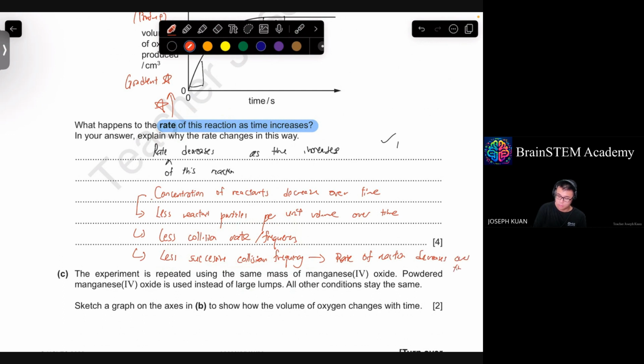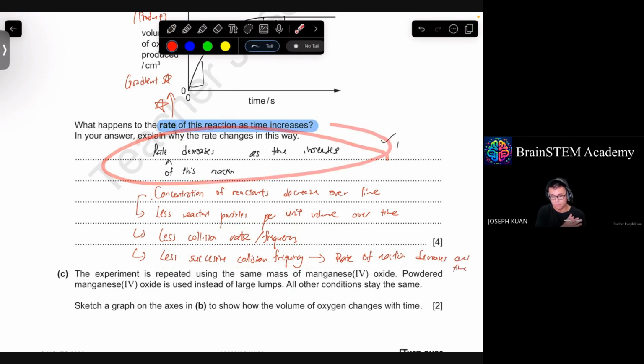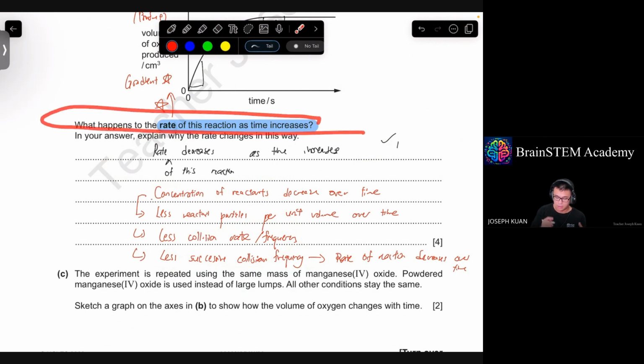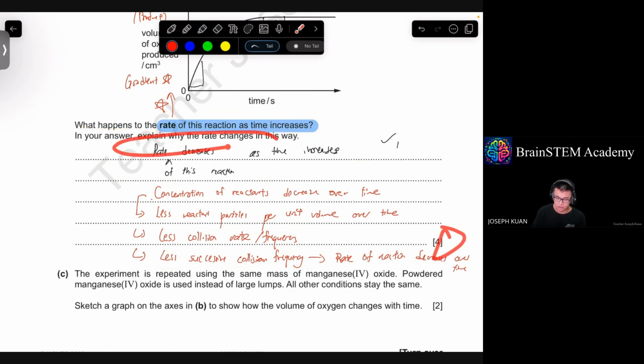All right. So this is your first mark, basically providing an answer to the first question. Then the rest of the 3 marks will be based on your explanation, which is based on the concentration of reactants decreasing over time. Then you further define it: concentration of reactants decreasing over time essentially means that there are fewer reactant particles that can react with each other per unit volume over time. And that leads to lower collision frequency and ultimately lower successful collision frequency. Hence, rate of reaction decreases over time.